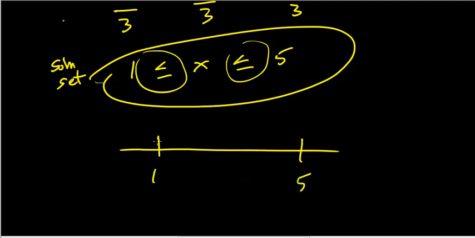Now that's easy enough to denote on the number line. Notice equality is included at both of these boundaries. So I'll fill in the circles and shade in all values in between. Okay.